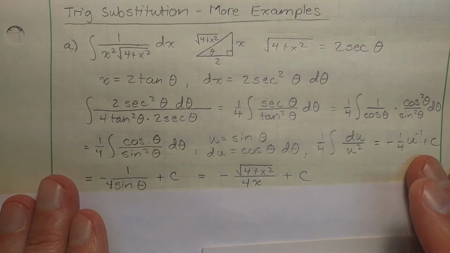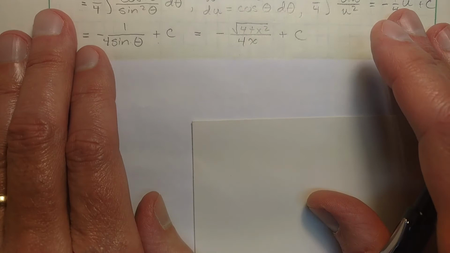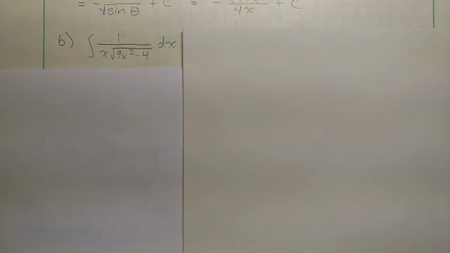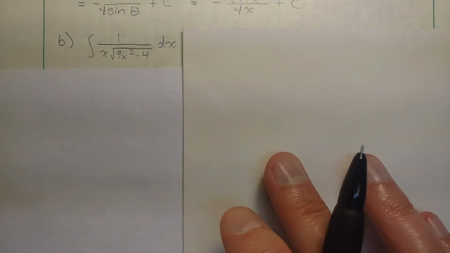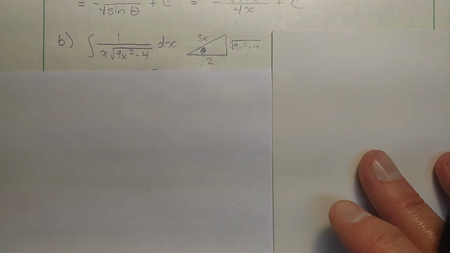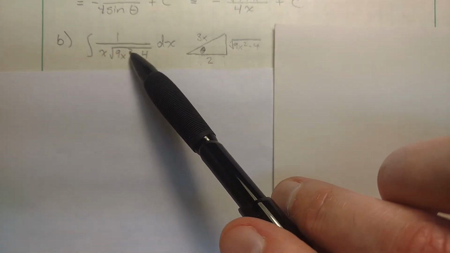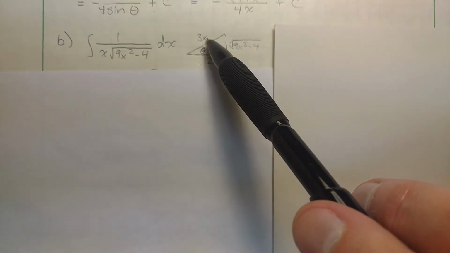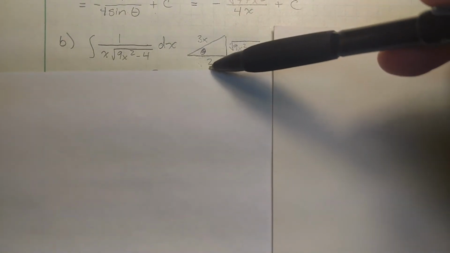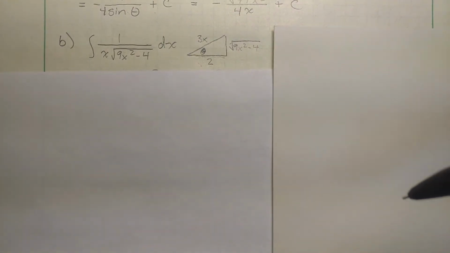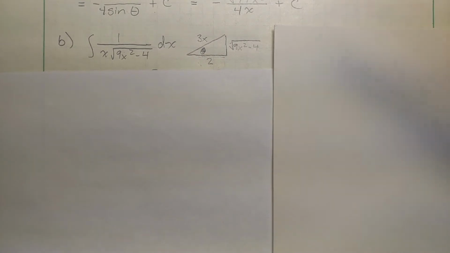All right, let's look at another one. Now let's look at the integral of 1 over x times the square root of 9x squared minus 4. Going ahead and setting up my triangle, notice since this is 9x squared minus 4, the square root of this has to be the hypotenuse. So that's the 3x. There's my 2. So square root of that for my adjacent side, and then my opposite there is my radical expression.